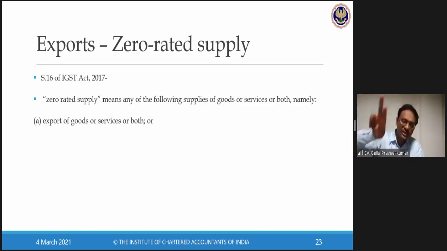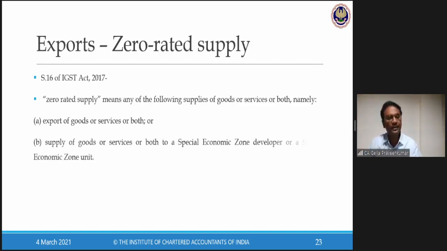In relation to goods, the goods which have been taken out of India, or supply of goods or services or both to an SEZ developer or SEZ unit. Friends, don't confuse. Please go with me. Those who have already studied this provision, go with me to understand carefully. If it is export, it is zero rated supply. If it is a supply of goods or supply of services to an SEZ unit or SEZ developer, then I call that zero rated supply.